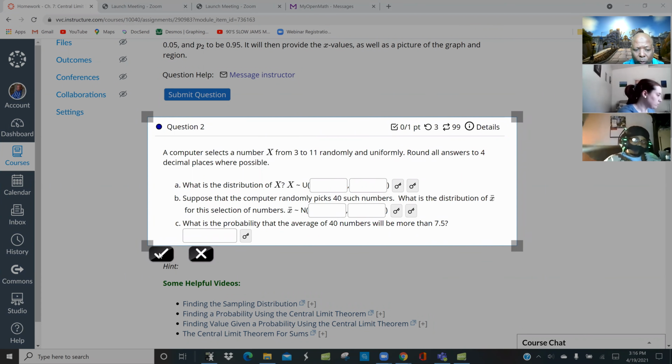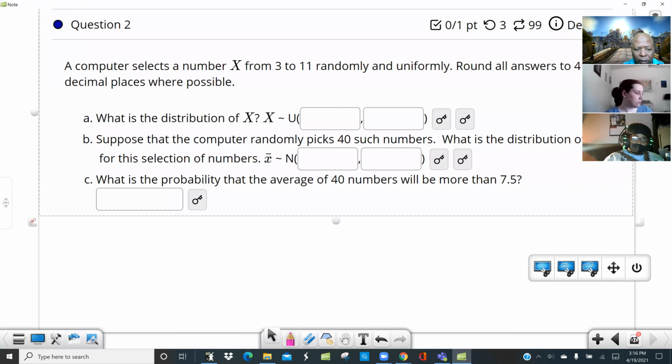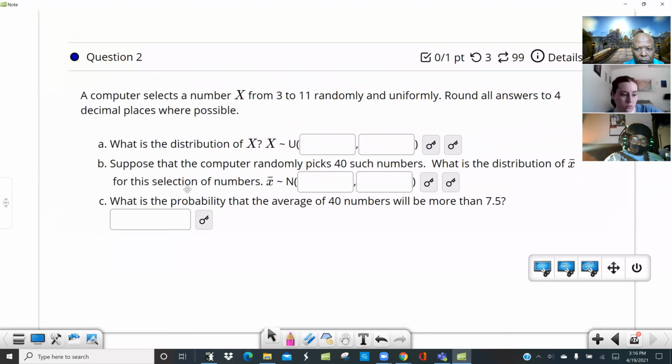This is similar to the example we had before, where we had to compute the mean and the standard deviation of the population. After all, it is not normal. A computer selects a number X from 3 to 11 randomly and uniformly, find to 4 decimal places. So what is the distribution of X?